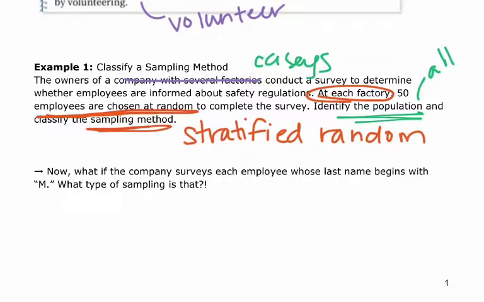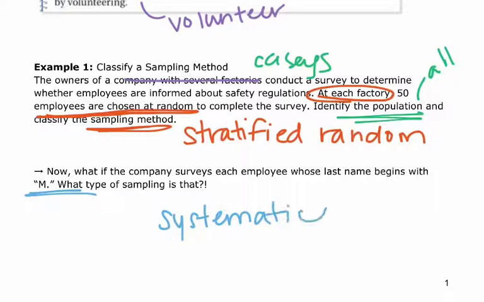Now this next question says, now what if the company just asks people whose last name starts with M? What type is that? If you remember, M is our rule. If you have a rule, that is called a systematic sample.